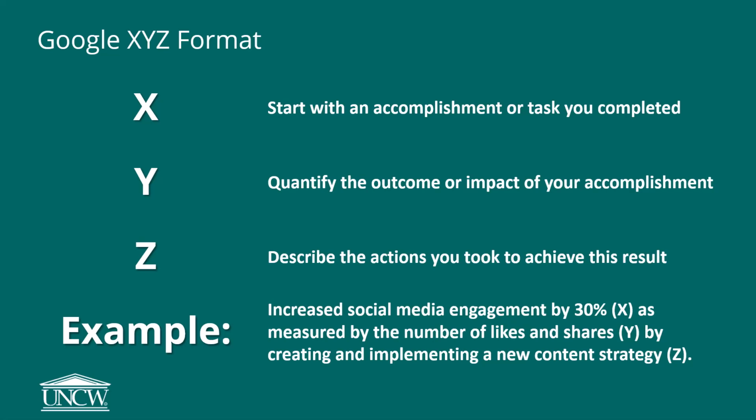But it's structured a little bit differently. And as I said, it might feel a little bit more natural for you to say it this way. So in this case, we're going to show: increased social media engagement by 30% as measured by the number of likes and shares by creating and implementing a new content strategy. And again, if you leave off the 30%, increased social media engagement as measured by the number of likes and shares still reads okay. Again, the numbers make it more powerful.